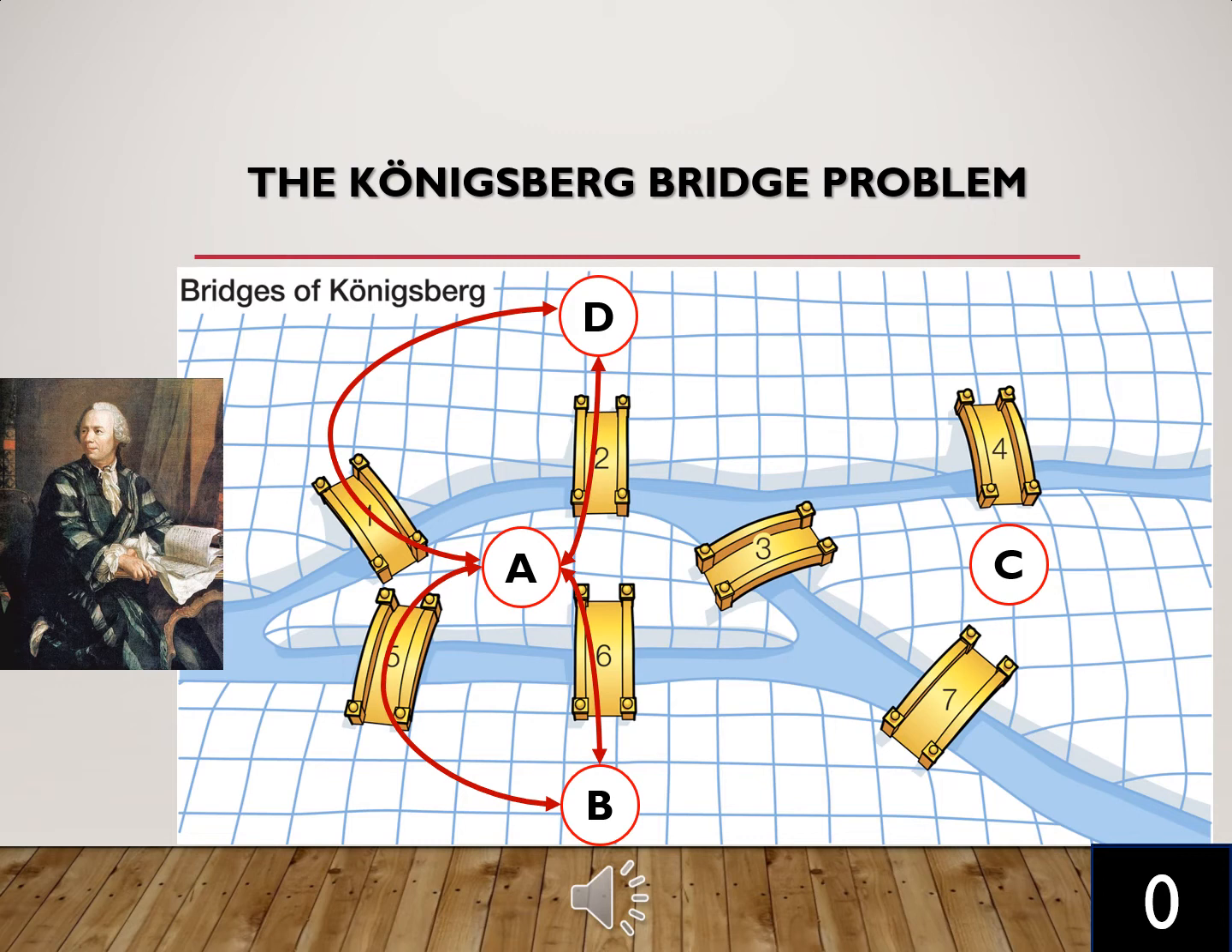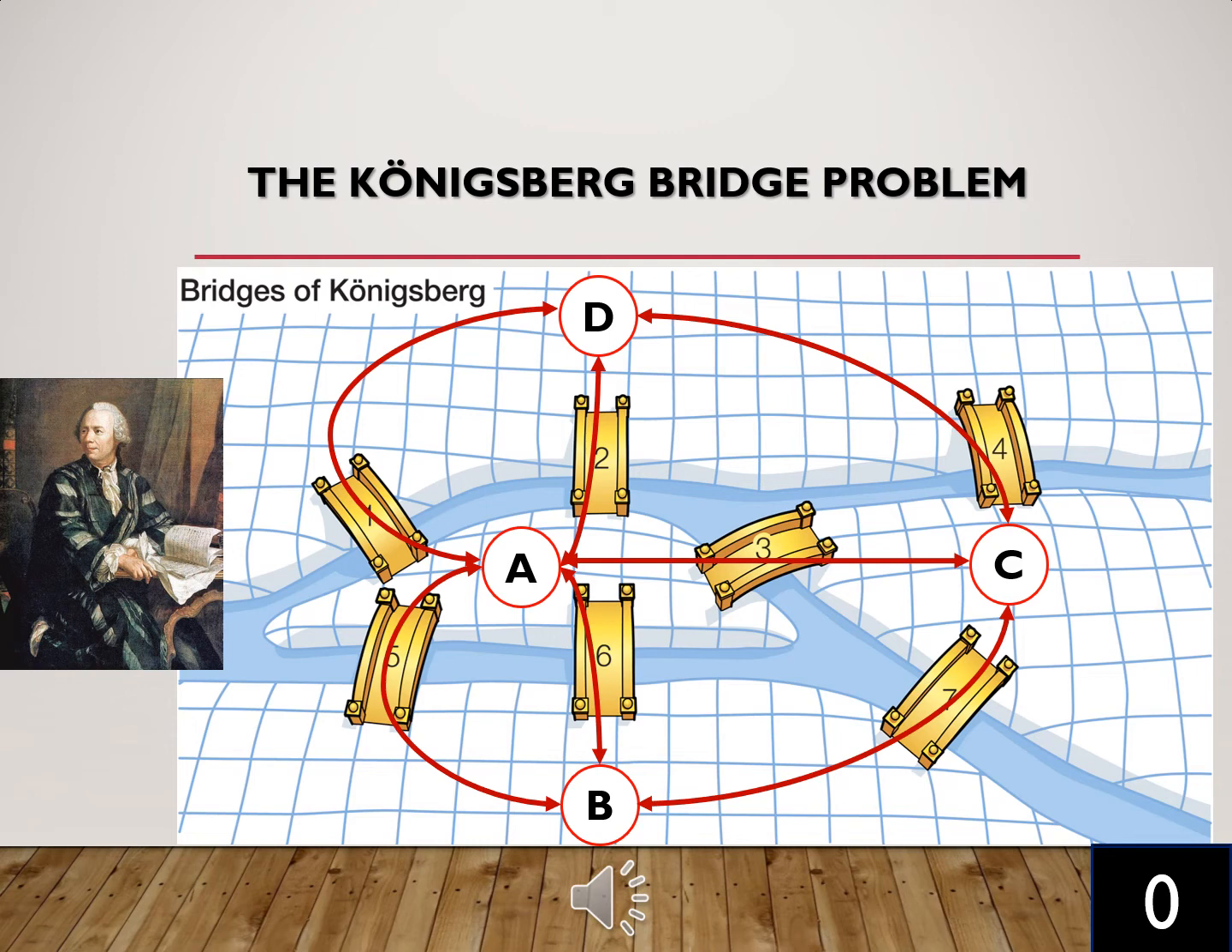In this example, we observe that each of the landmasses have an odd degree. A has a degree of 5, while B, C, and D each have a degree of 3. Not counting the starting and ending vertices, there are at least 2 remaining vertices that both have an odd degree.